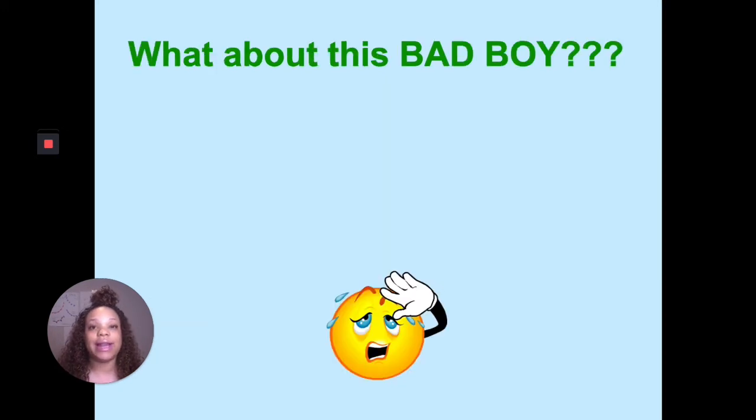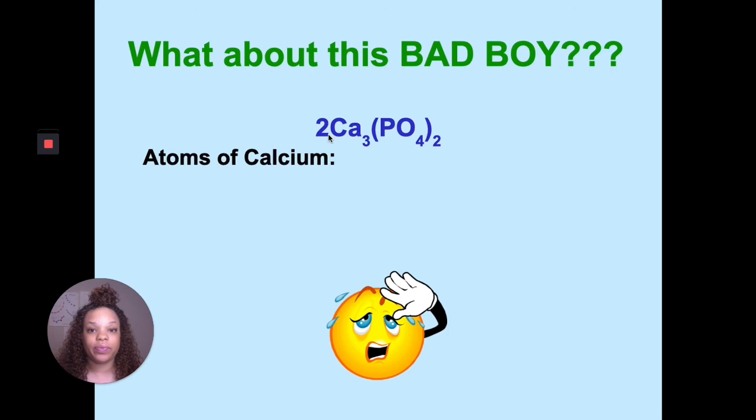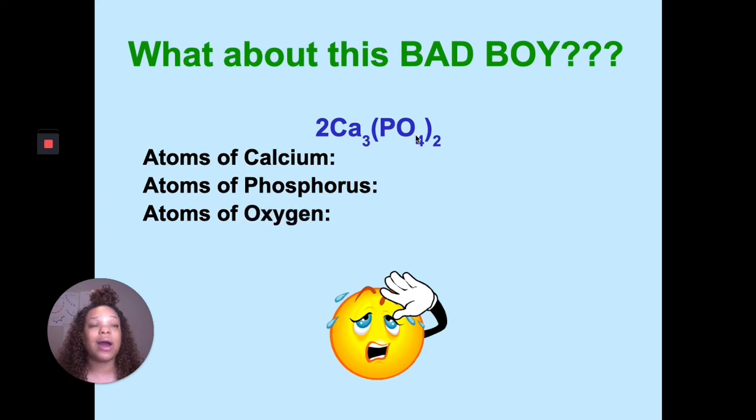All right, last one, guys. We have a lot going on. We have a coefficient here of 2. I see some subscripts going on. I see parentheses. First, we want to figure out what elements we're working with. So we have calcium here. I see a P for phosphorus. And I see a capital O for oxygen.